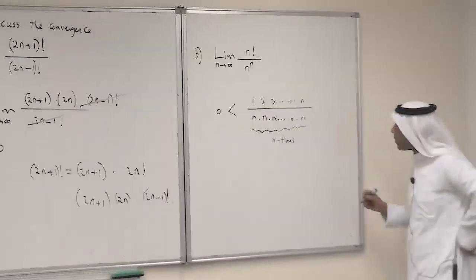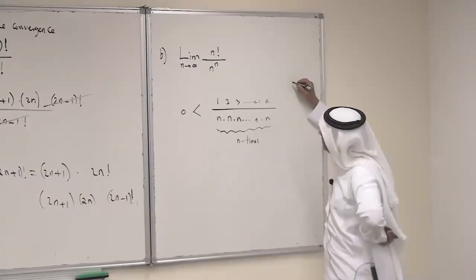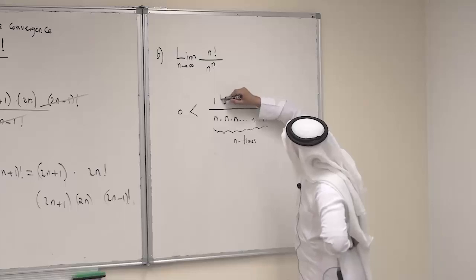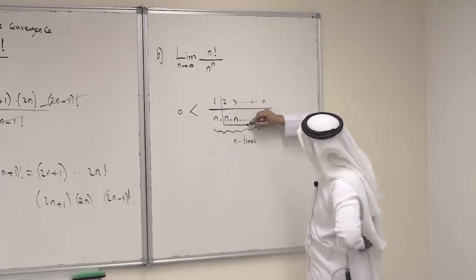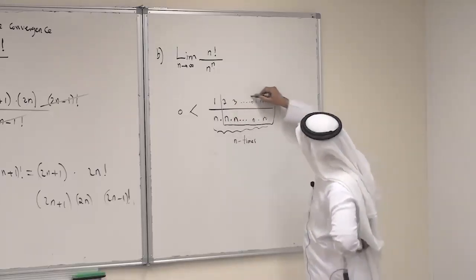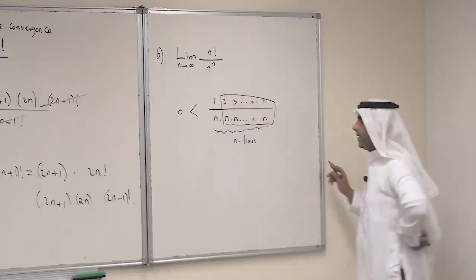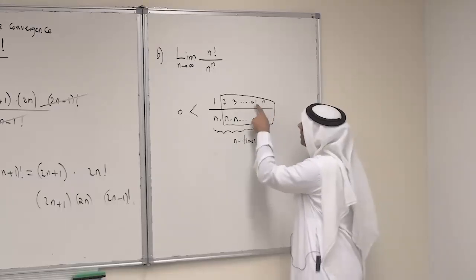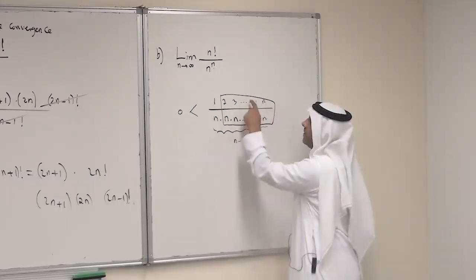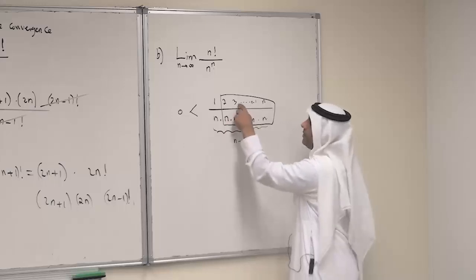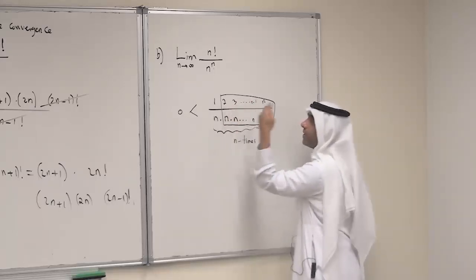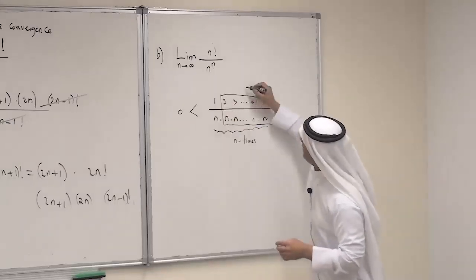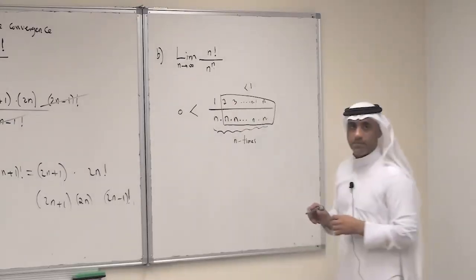Let us look at these terms, the terms from 2 up to n, divided by n. N over n is equal to 1. N minus 1 over n is less than 1. N minus 2 over n, less than 1. 3 over n, less than 1. 2 over n, less than 1. I am multiplying 1 over n by numbers that are less than 1.